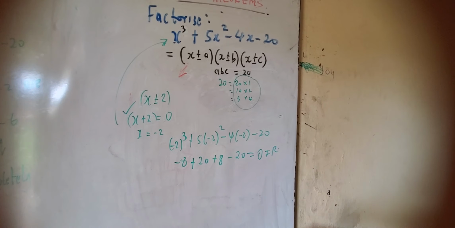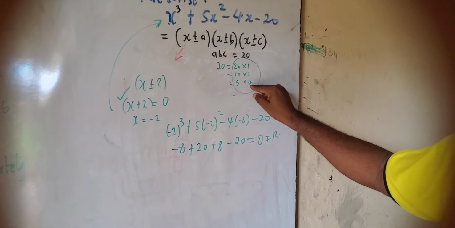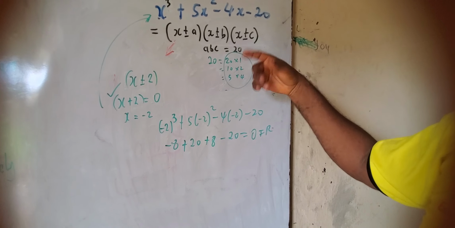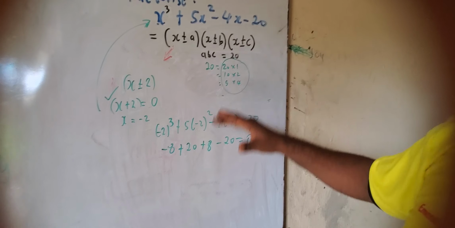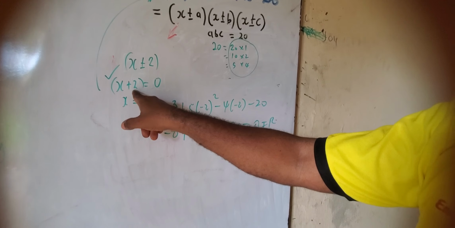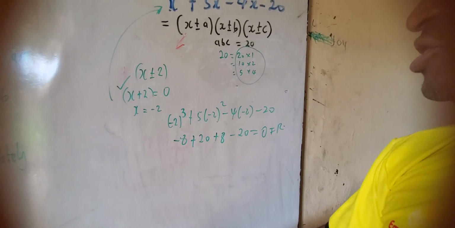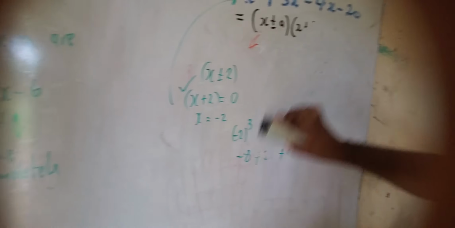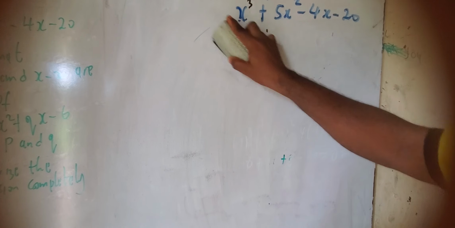I can continue testing for the second one. After I've tested 2, I can go to 4. Then from 4, I can try 5 if 4 doesn't work, like that. But to shorten the work, I will use the factor that I have generated using the factor theorem to divide this polynomial using the long division method. So by long division method, this is how we go about it.